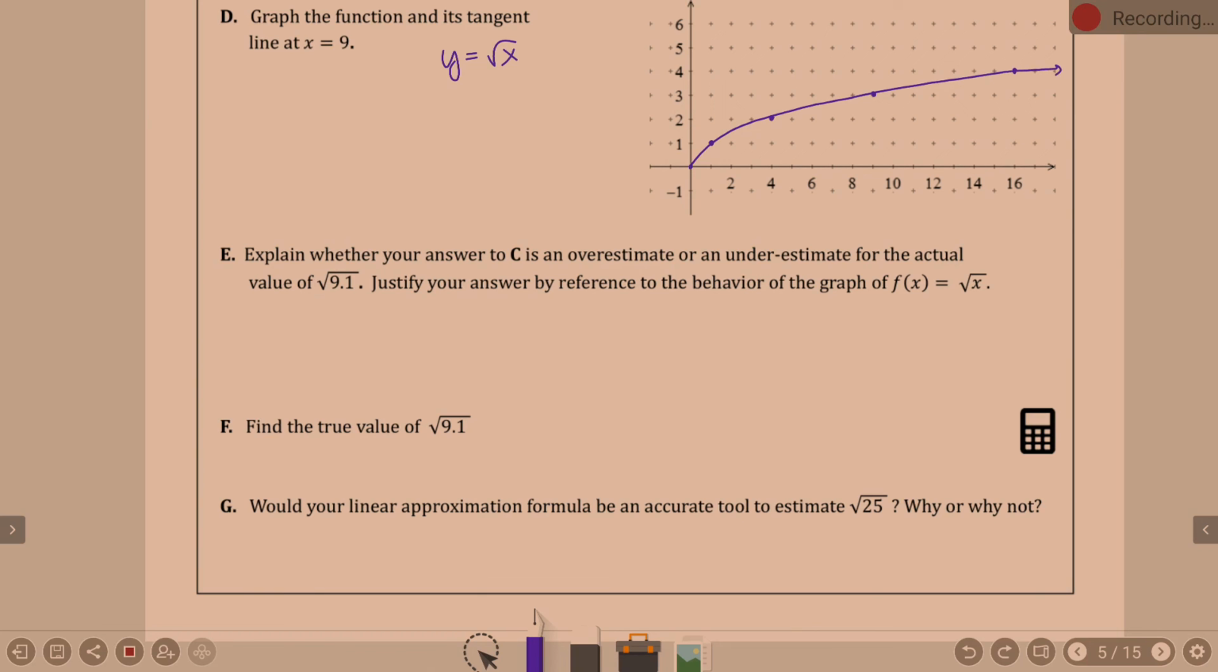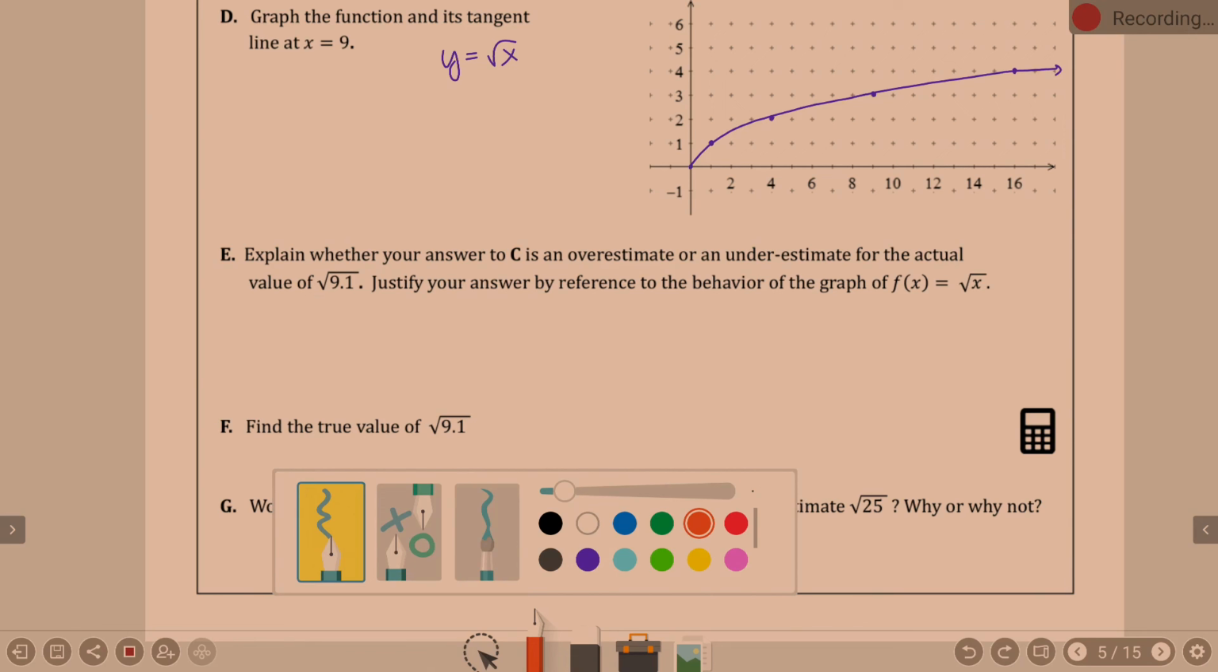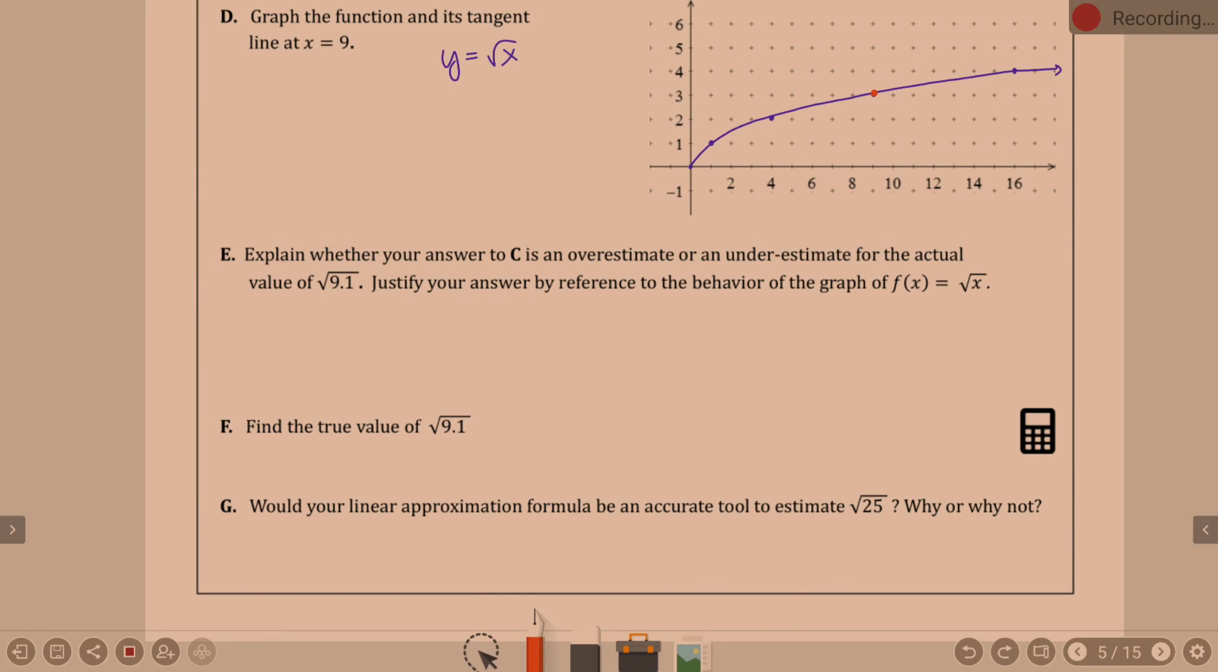Horrible place to stop. And its tangent line at x equals 9. So at x equals 9, its tangent line, which is hard to draw, is something like that. Good enough for me.